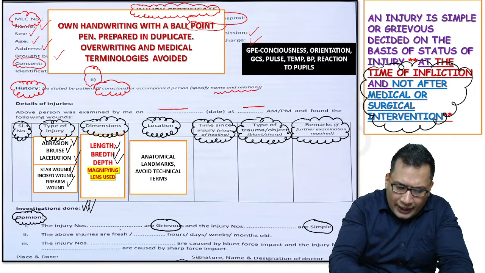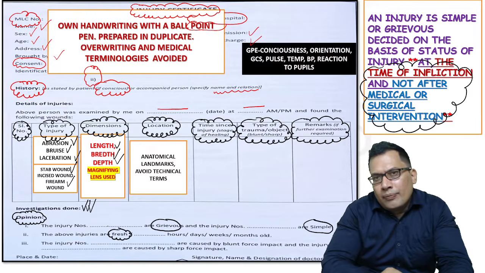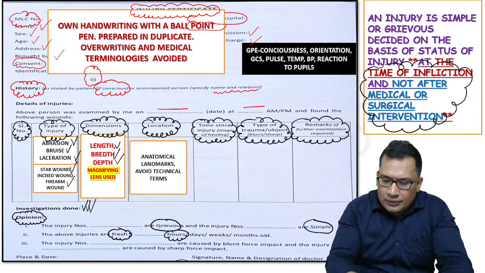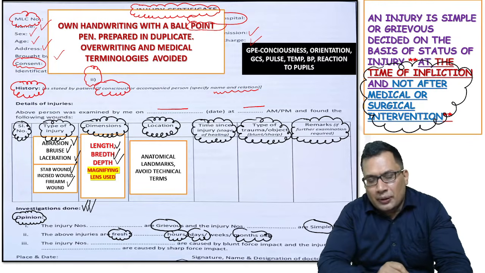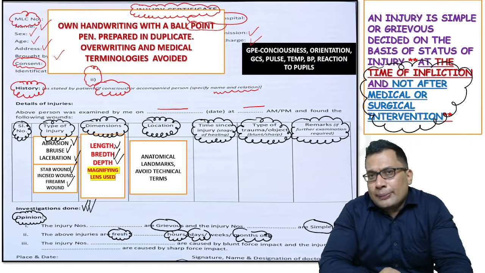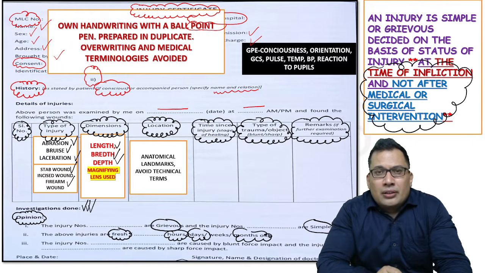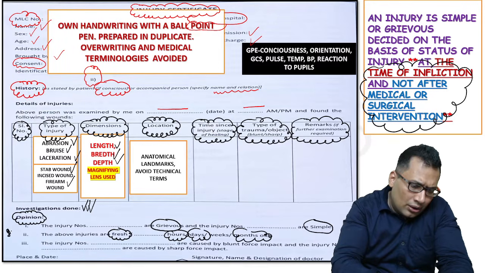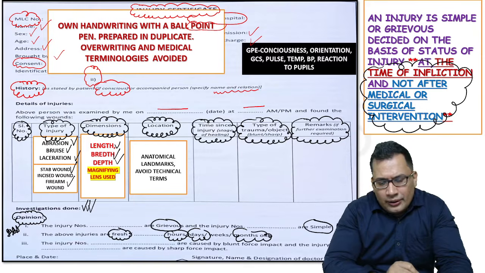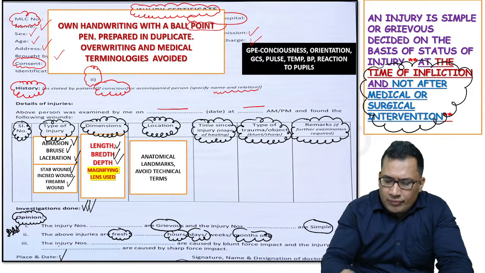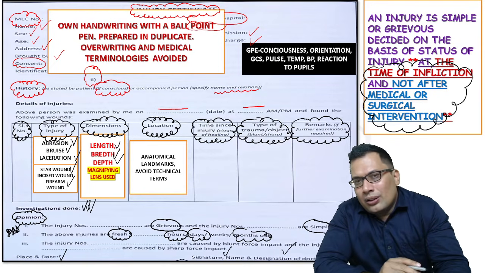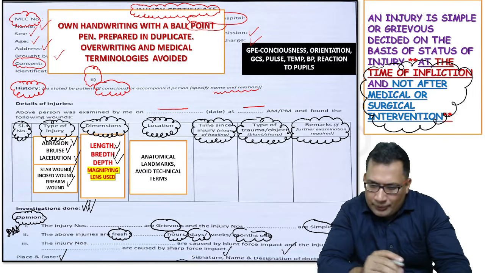Above injuries are fresh, again depending upon the color changes. If reddish in color, it is fresh, or of dash duration, dash days duration or dash months duration. That you need to mention. Lastly, whether it is caused by a blunt object or it is a sharp force impact. So three important points in opinion. Then finally, place and date, signature, name and designation of the doctor. So this is about the injury certificate and its parts.